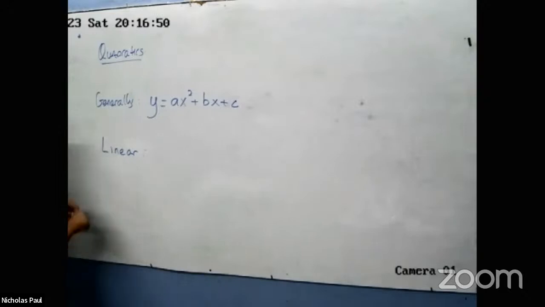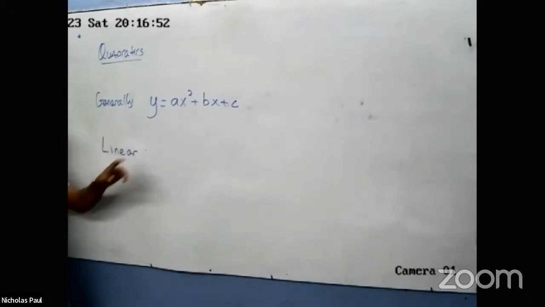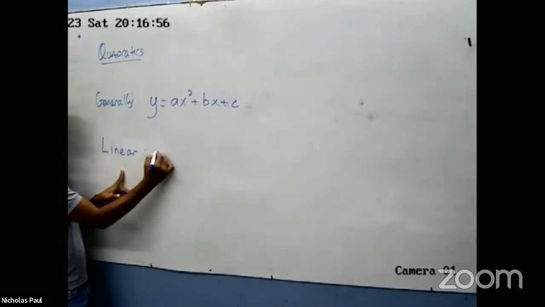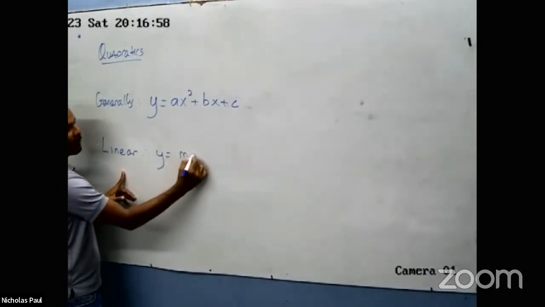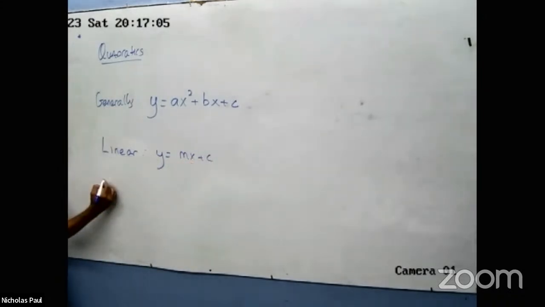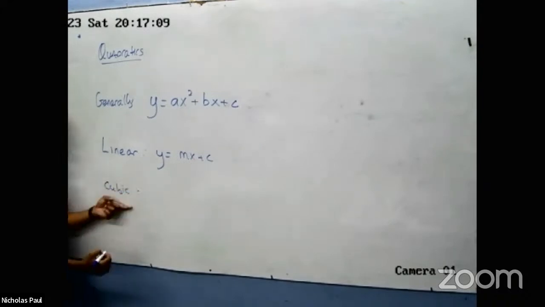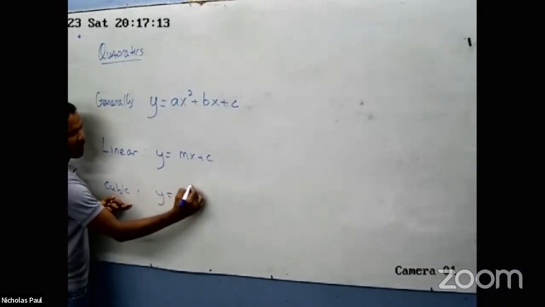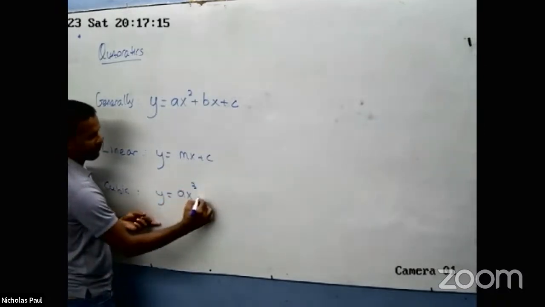One is our quadratic that always looks like this. The highest power of x is 2. The next one is called a linear: y is equal to mx plus c. The highest power of x is 1. And there's a next one that we're going to do later on, and I'm not spending much time on it, it's called a cubic, where the highest power of x is 3.